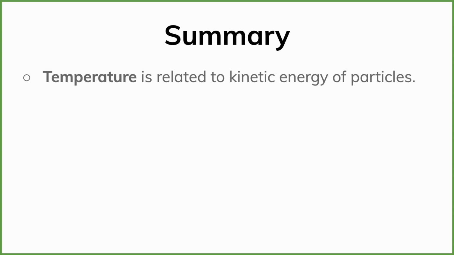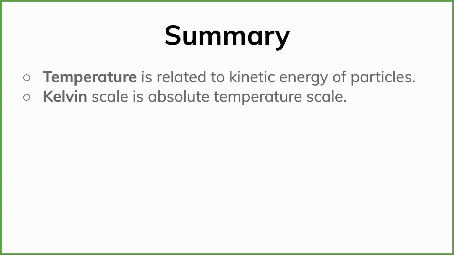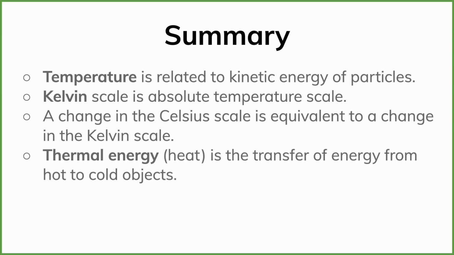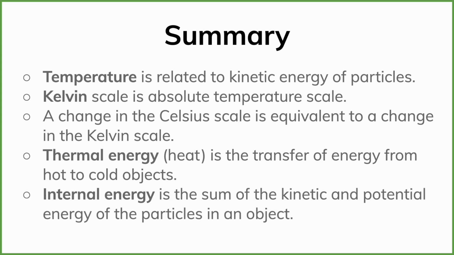So in summary, it's very important to know these definitions. First, temperature, you want to think, is always related to the kinetic energy of particles. The Kelvin scale is absolute, so absolute 0 is the lowest temperature, and it builds up from there. A change in Celsius is the same as a change in Kelvin, because the Celsius and Kelvin magnitudes are the same. Thermal energy is the transfer of energy from hot to cold objects. And internal energy is the sum of the kinetic and potential energy of the particles. So these are the main definitions you need to know to have a better understanding of thermal physics.